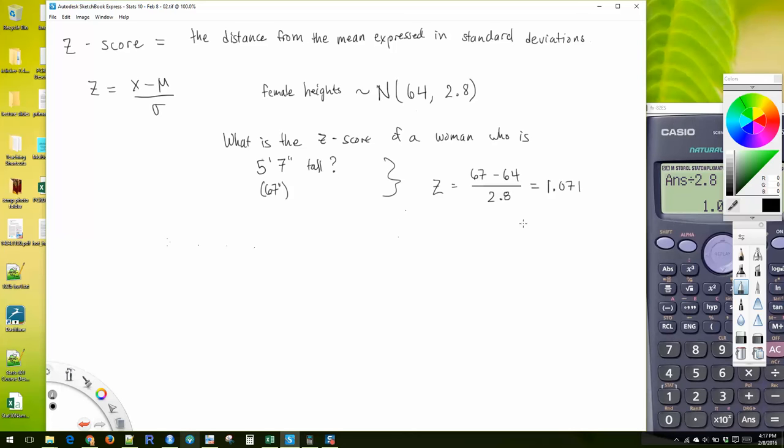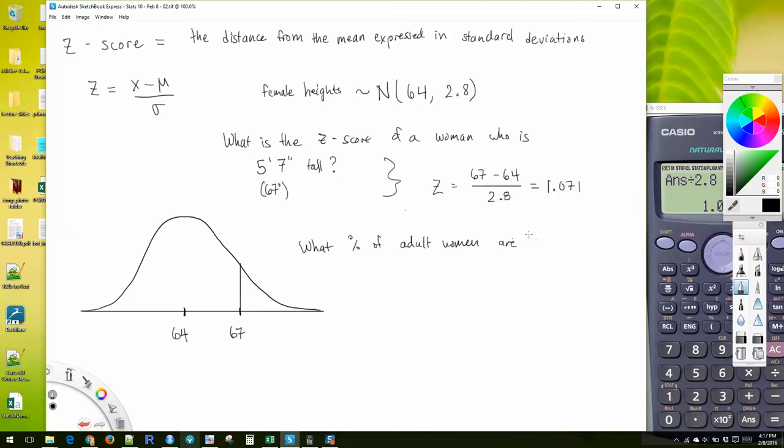All right. So now that we have this, basically, I can draw my normal model. I can put in the middle 64 and this value here of 67. Okay? And I can then ask something like, what percent of adult women are taller than 67 inches?